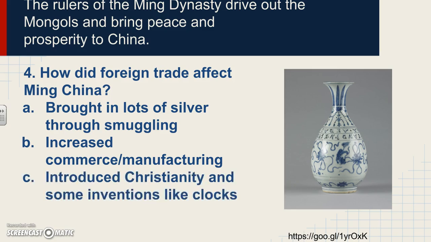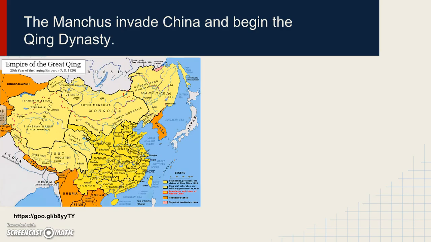And then finally, these traders that would come, guess what they would bring with them? Christianity, particularly missionaries trying to convert people, right? So that's a big thing that came from trade. Another kind of smaller idea is the idea of clocks. Clocks came from some of the Europeans that were trading with China.